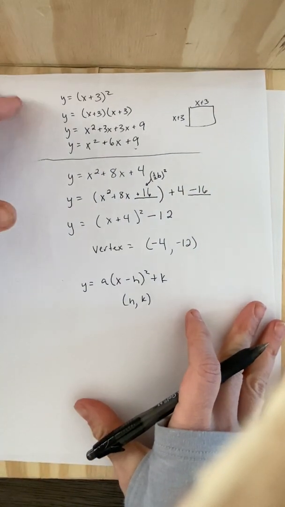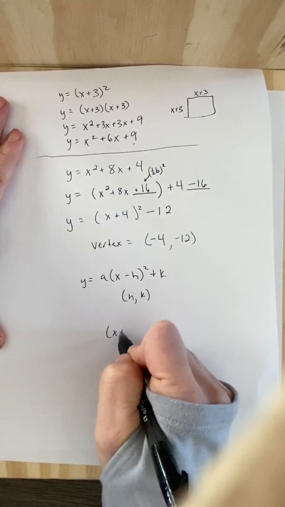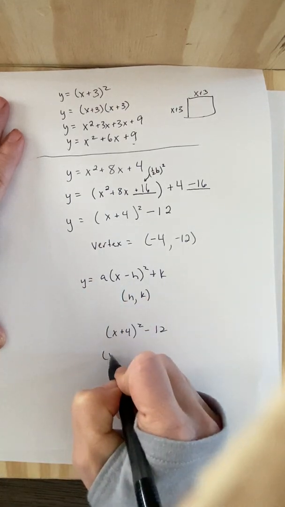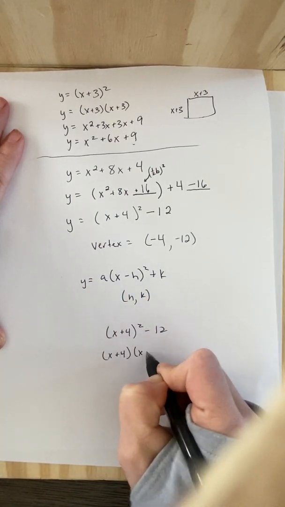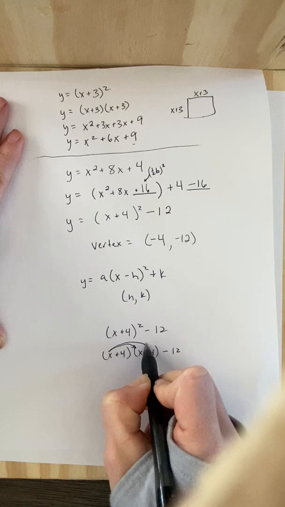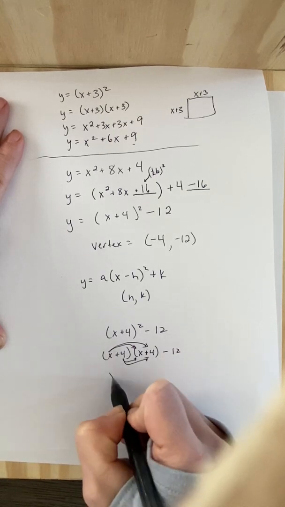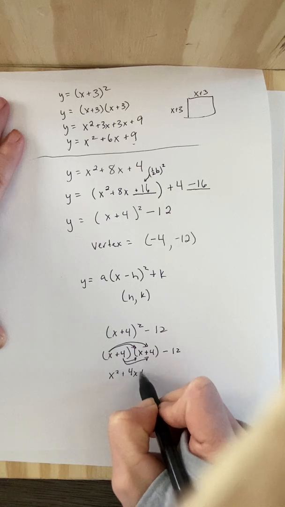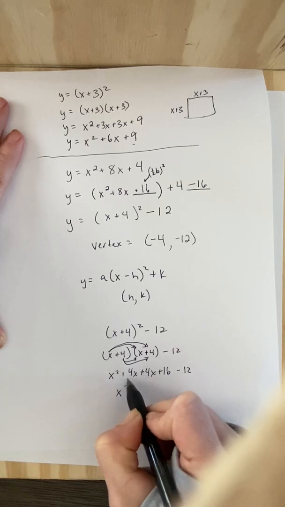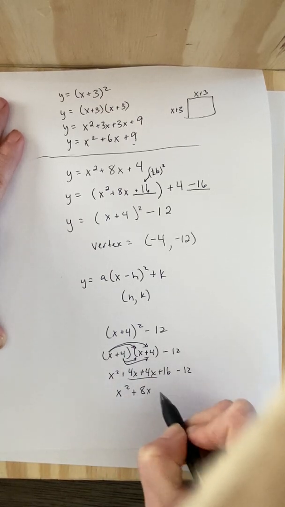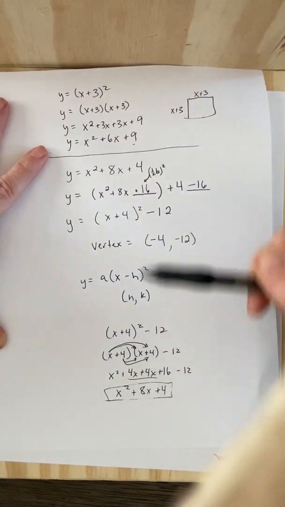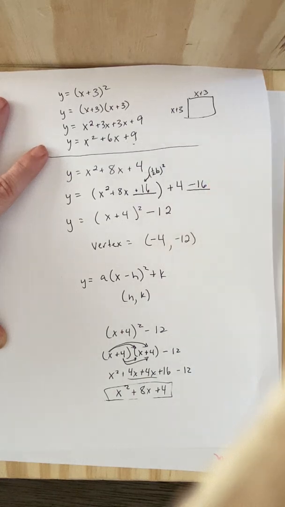If you wanted to take it back out and double check it, you could. All you have to do is expand this, right? So you take x plus 4 and multiply it by itself. When you do that, you use double distribution. You get x squared plus 4x plus 4x plus 16 minus 12. And then when we combine like terms, 4x and 4x gives us that 8x that we started with. Positive 16 minus 12 gives us that 4. It is a good way to double check that once you've completed the square, you've gotten that same function that you started with.